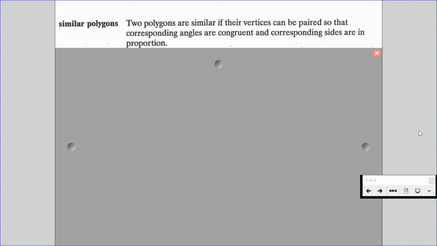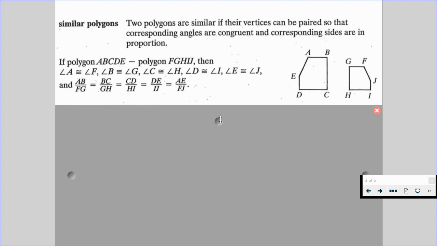Let's begin. So similar polygons have the same shape, but not necessarily the same size. The two polygons are similar if their vertices can be paired so that corresponding angles are congruent and corresponding sides are in proportion. So if polygon ABCDE is similar to polygon FGHIJ, notice the similar symbol, a little squiggle, then angle A is congruent to angle F, angle B is congruent to angle G, angle C is congruent to angle H, angle D is congruent to angle I, angle E is congruent to angle J, and the following proportions can be made.